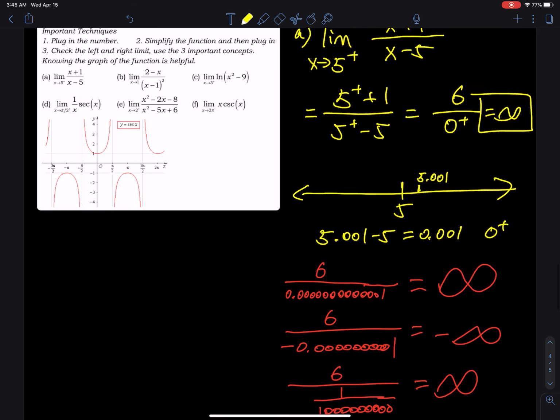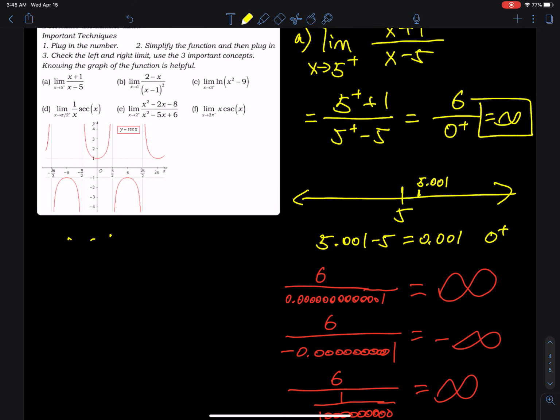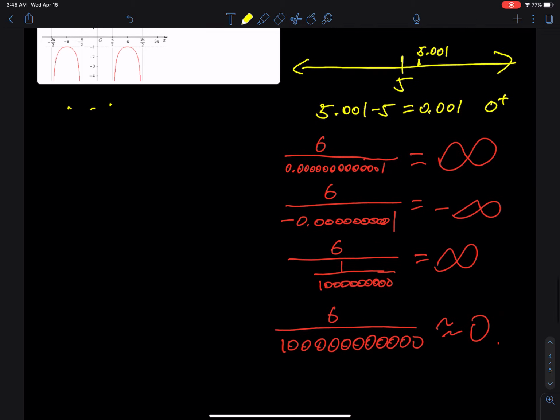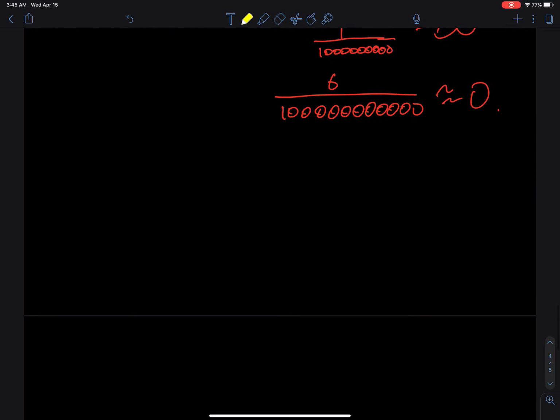So in part B, I'm going to save this space for the secant. All right, so for part B, I'm going to copy the problem for you. So part B, we have the limit as x approaches 1 of (2 minus x) divided by (x minus 1) squared, equals infinity. Oh, no. I'm not supposed to give you the answer right now, right?